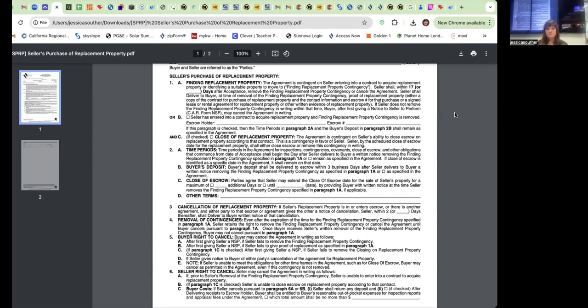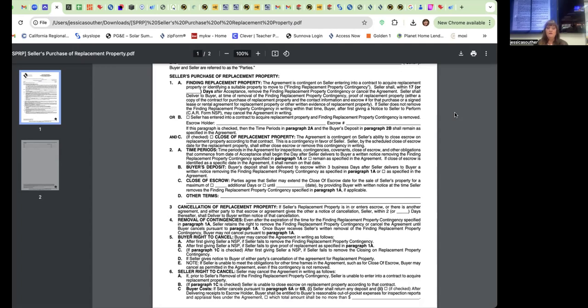Because what happens if the seller goes out, looks for replacement property, boom, they find their dream house, they get an escrow. Now they provide the buyer on their first property, the one they're selling, some disclosures, and the buyer has right of rescission on some of those things, and they back out. I think it's up to the agent to explain that to the seller. You need to get those things out right away.